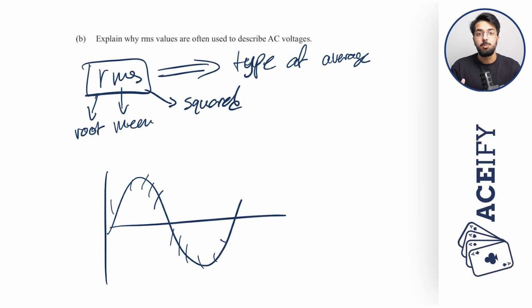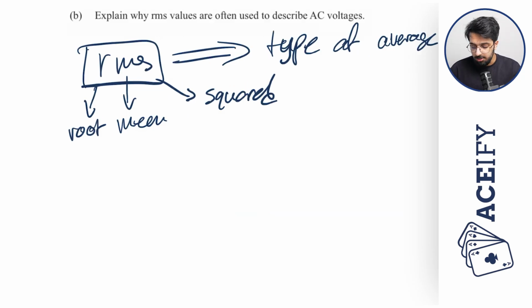And so we need to come up with a new type of average which doesn't cancel out, and that is the root mean squared. It's where we square the value, take the mean of those squared values, and then square root the final answer. And so this ends up resulting in the fact that the RMS value has the exact same magnitude of a DC voltage that would deliver the exact same power output as the AC voltage that is being described.